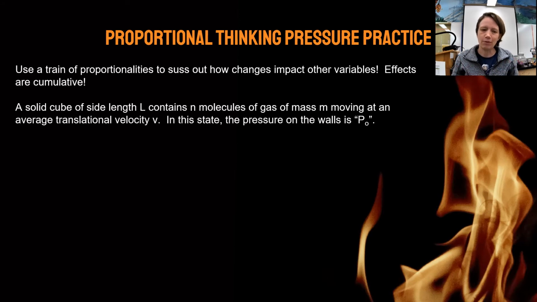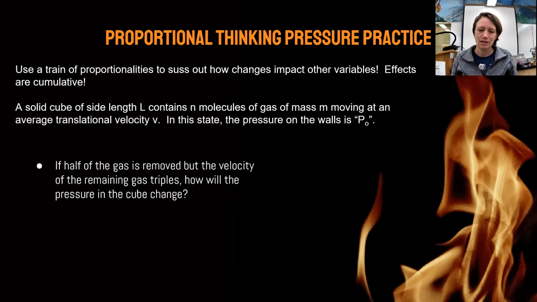So here's an example of a problem. A solid cube of side length L contains a certain number of molecules of gas, N, with average mass M, moving at an average translational velocity V. In this state, the pressure on the walls is P naught. You're probably saying at this point, where are my numbers? You're going to get comfortable dealing with variables as we move forward. So you will face a question like the following.